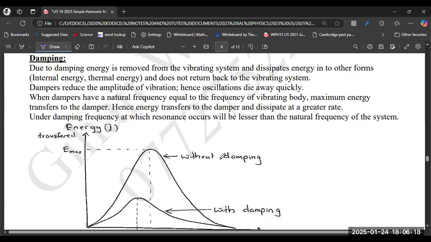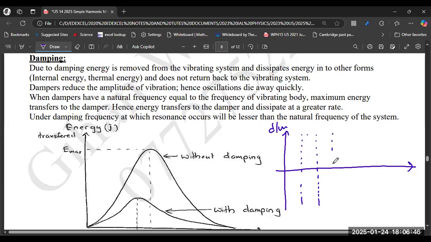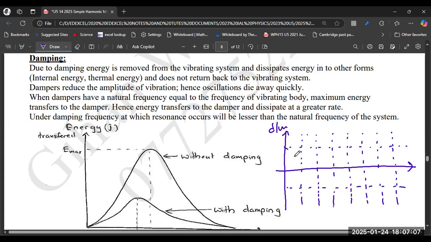The reason is damping. So if I try to draw the displacement against time for a usual situation, that means an undamped situation, that would look like this.